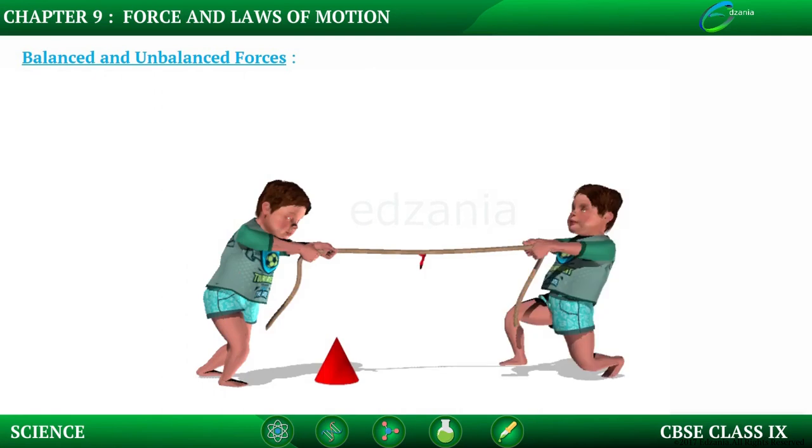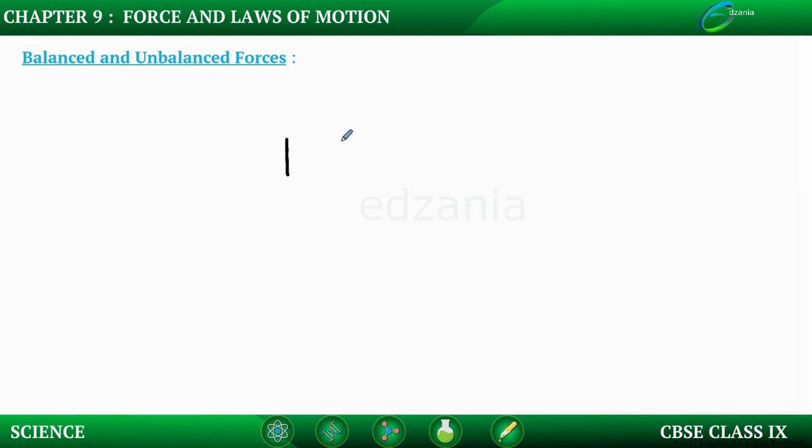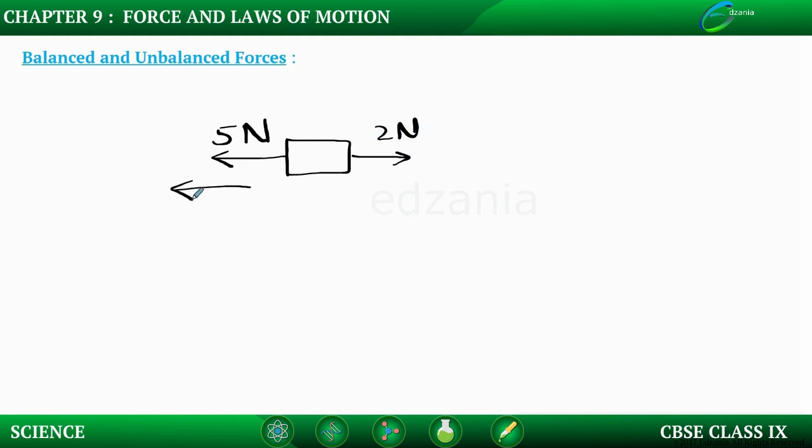Students, we have studied about unbalanced forces. We have studied that whenever unbalanced forces are applied on an object, it results in its motion towards the greater force. That is, if this is an object on which a force of 5 Newton is applied towards left and a force of 2 Newton is applied towards its right, then this box will start moving towards the greater force, that is 5 Newton. Thus, we can conclude application of unbalanced forces results into the motion of the body towards the greater force.